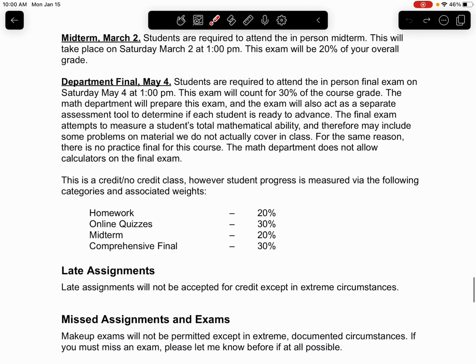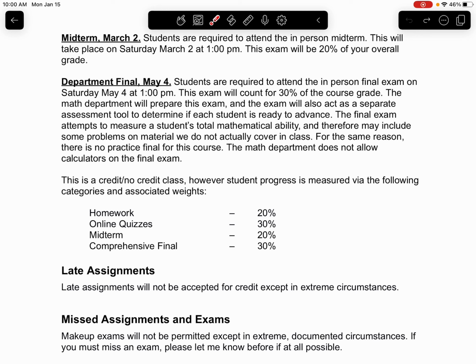We're also going to have a department final. This is a final that's written by the math department. It's designed to assess where you are and see if you're ready to move on to the next math class, which would be college algebra, okay? This is going to be on Saturday, May 4th at 1 p.m.